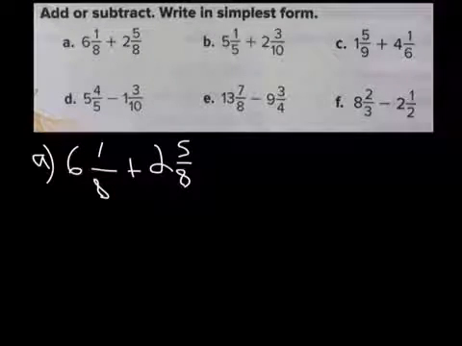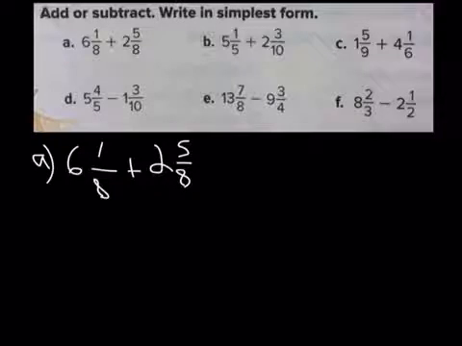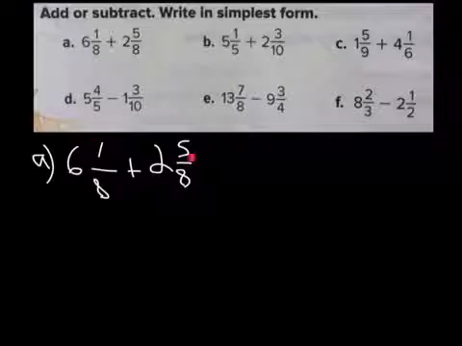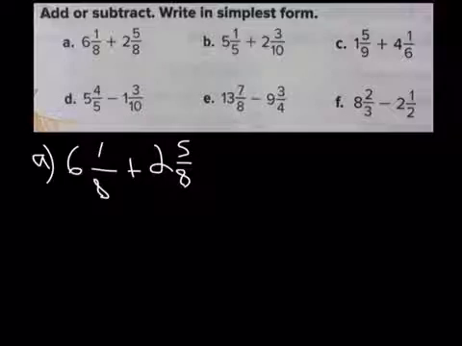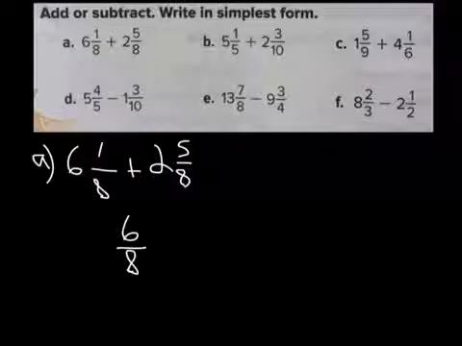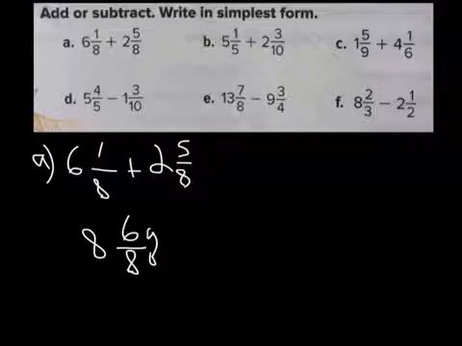Okay, 6 1/8 plus 2 5/8 is the first one. We add the fractions first. 1 plus 5 is 6 over 8, and then 6 plus 2 is 8. These are both multiples of 2, and I know I can halve each one, so now I'm going to have 8, my whole number, 3 over 4.